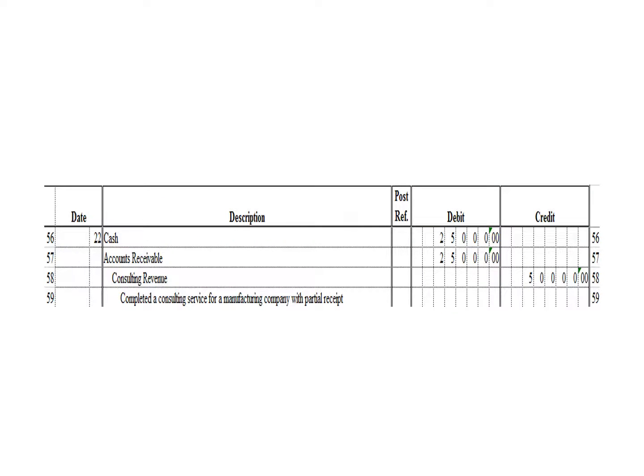To journalize the transaction, we write the date, 22. Debit cash, 25,000 pesos. Debit accounts receivable, 25,000 pesos. Credit consulting revenue, 50,000 pesos. The description, completed a consulting service for a manufacturing company with partial receipt.